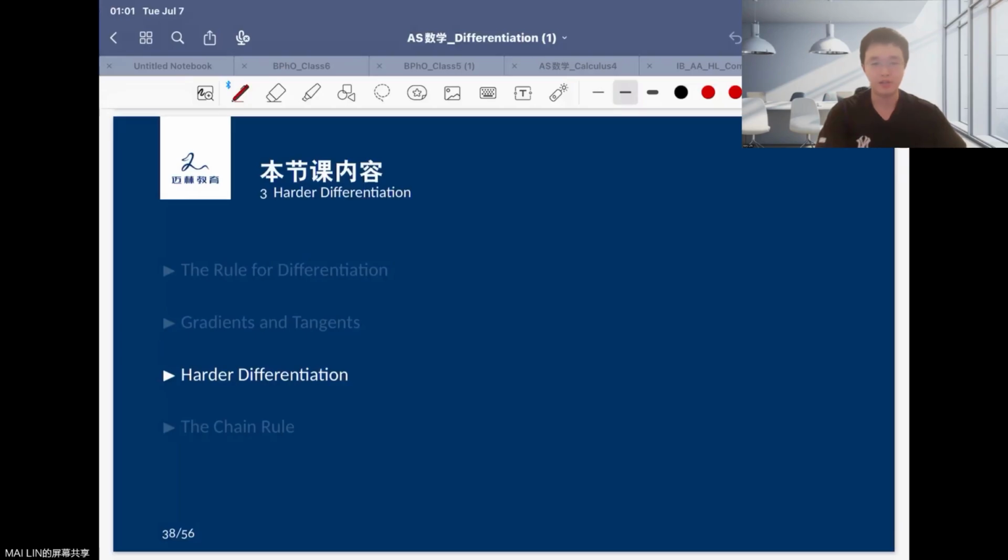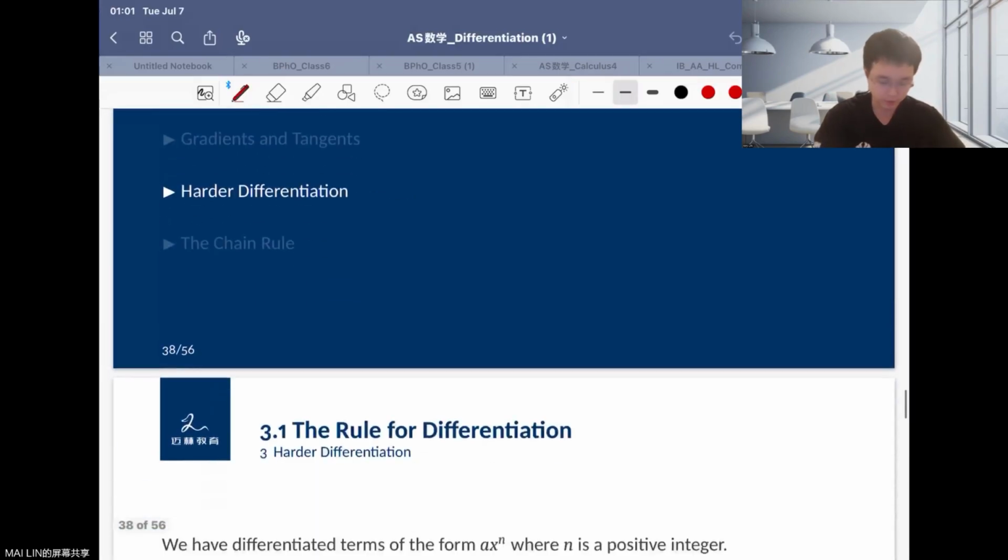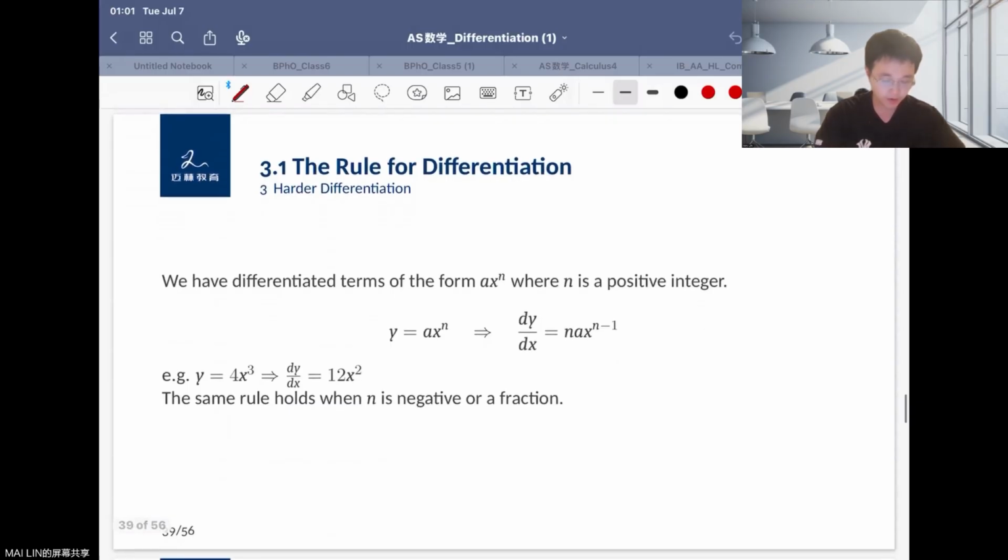Hello guys, today we are talking about the harder differentiation in AS mathematics. Moving to the first part of it, the equation is y equals a times x to the power of n, and dy over dx, the differentiation of y, works as follows. We put n at the very front, and the power n becomes n minus one. So it becomes n times a times x to the power of n minus one.